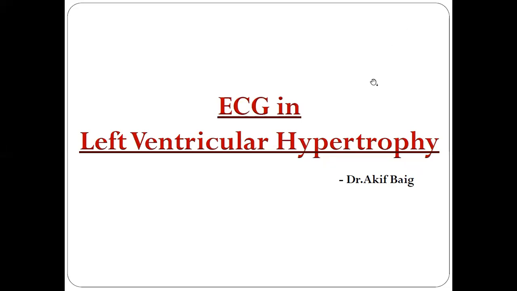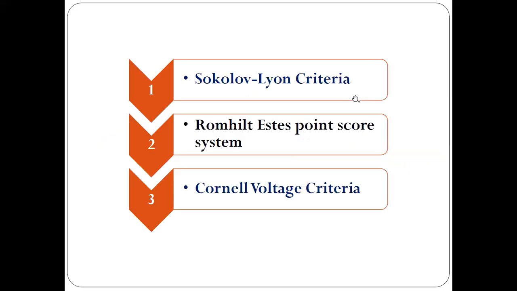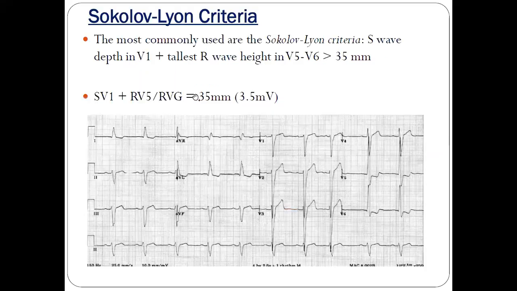Hello everyone. Today we'll be talking about ECG changes in left ventricular hypertrophy. There are three basic criteria described to define left ventricular hypertrophy. They are Sokolov-Lyon's criteria, Romhilt-Estes point score system, and Cornell voltage criteria. Let's go through it one by one.